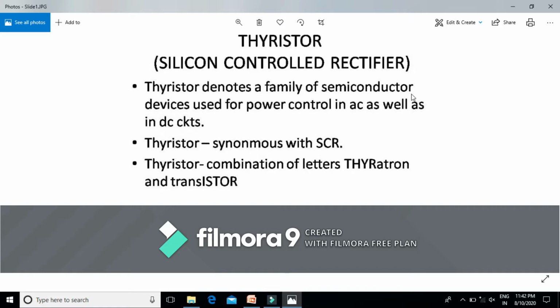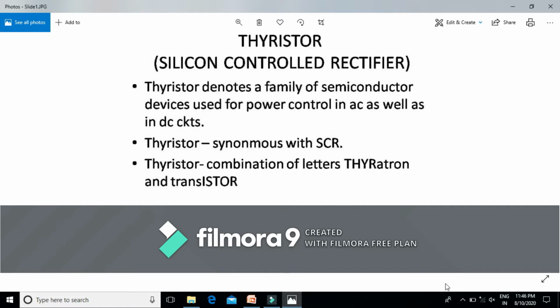Define the thyristor. It denotes a family of semiconductor devices that are used for power control in AC as well as in DC circuits. The silicon controlled rectifier is the most widely used device. That's why its name has become synonymous with SCR.